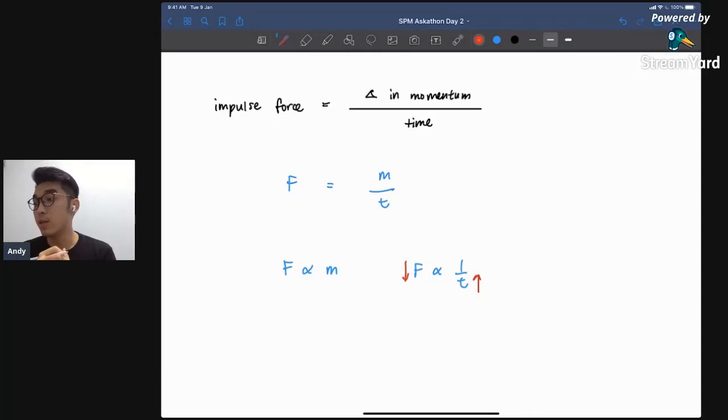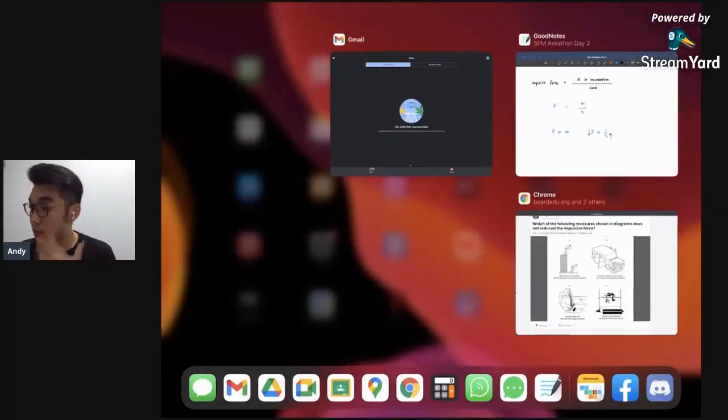If you want to keep the impulsive force small, you have to prolong the time of impact. So you have to increase the time. If you increase the time, you reduce and cushion the force. That will reduce the impulsive force, which is in this case the impact.